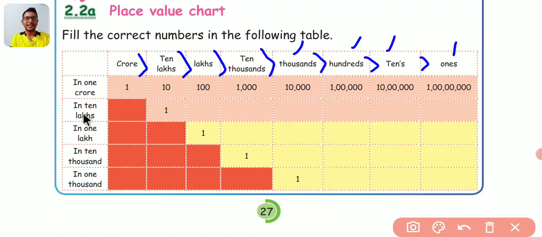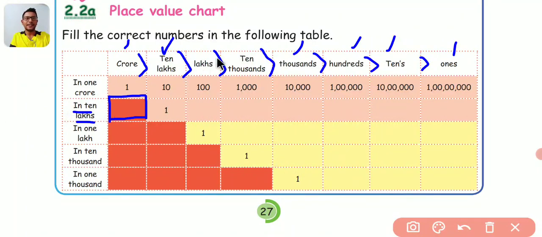So in the same way, in 10 lakhs, how many crore? Yes, there is no crore. That's why they are not writing any numbers here, okay. There are no numbers, because there is no crore in 10 lakhs. What is the reason? 10 lakh is smaller than crore. That is the reason. Next one, in 10 lakhs, how many 10 lakhs? There is only one 10 lakhs, okay.